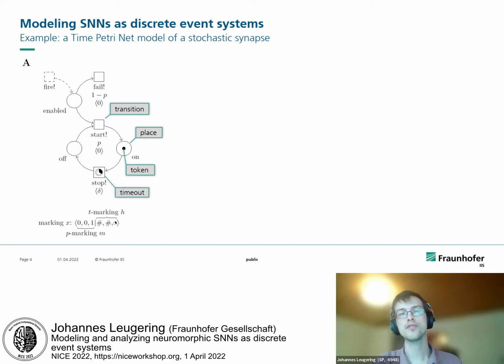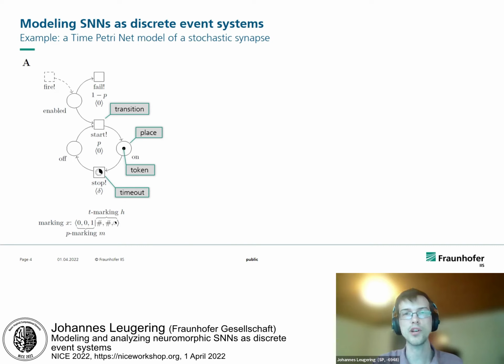A specialty of time Petri nets is that you can add timing constraints to these transitions. In this case, for example, the timing constraint is used to show how long it would take a synapse to turn off again, effectively modeling the duration of an EPSP that this synapse would trigger.